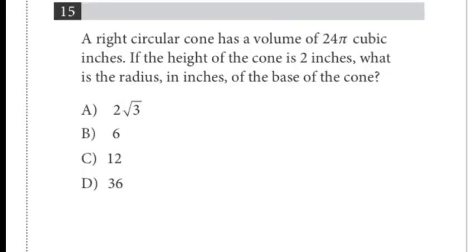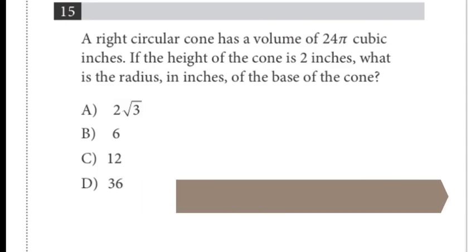A right circular cone has a volume of 24 pi cubic inches. If the height of the cone is 2 inches, what is the radius in inches of the base of the cone? This is one of the given formulas in front of the SAT booklet, where the volume of a circular cone equals pi r squared h over 3, where r is the radius and h is the height.